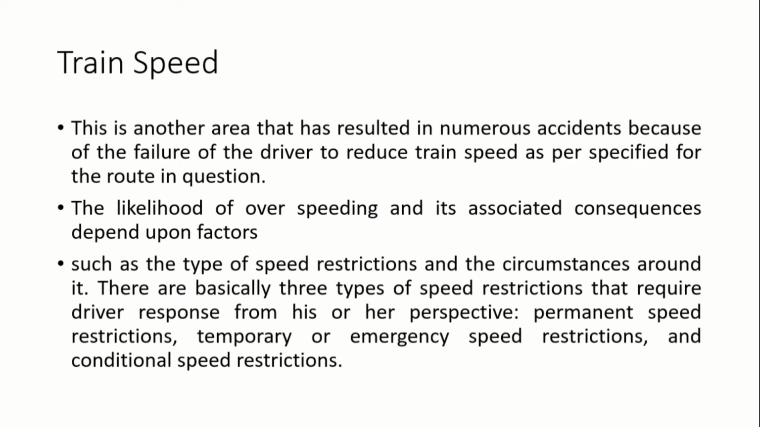The permanent speed restriction is imposed because of track curves or some existing infrastructure condition on a particular section in the route or the track. The temporary or emergency speed restriction is imposed because of track maintenance work or temporary track deficiency. And lastly, the conditional speed restriction is imposed because of the train route setting at a junction or station and the signaling aspect displayed in that regard.